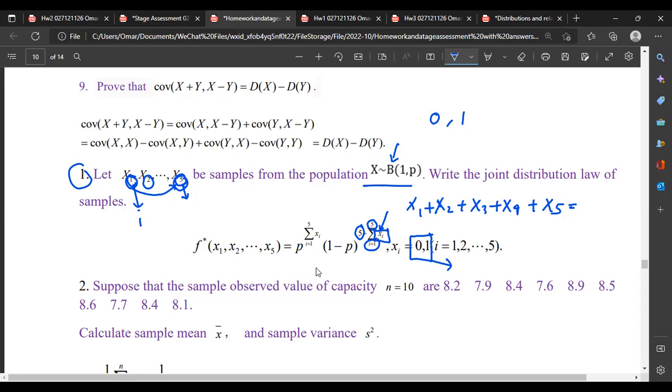Oh, wait. How can we calculate it? Oh, here x equals 0, 1. How can we get that result? Okay, wait.